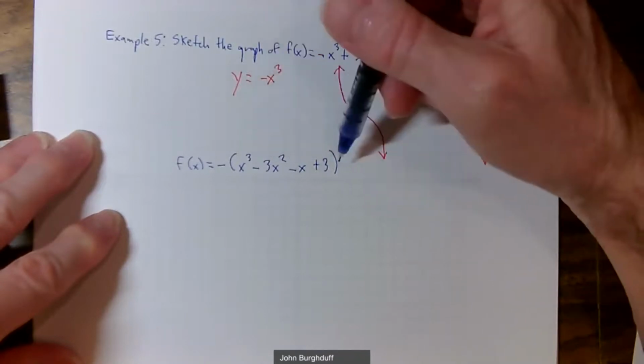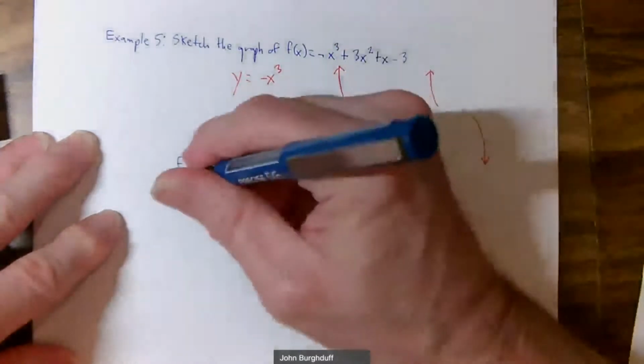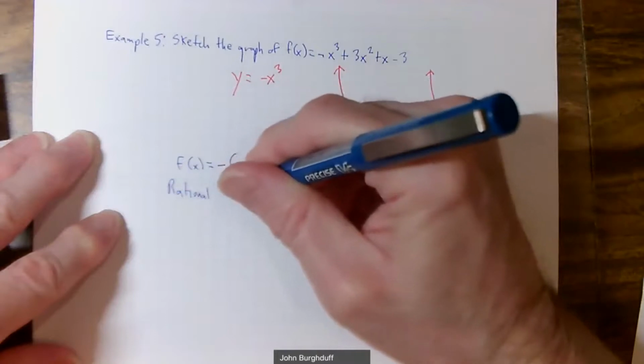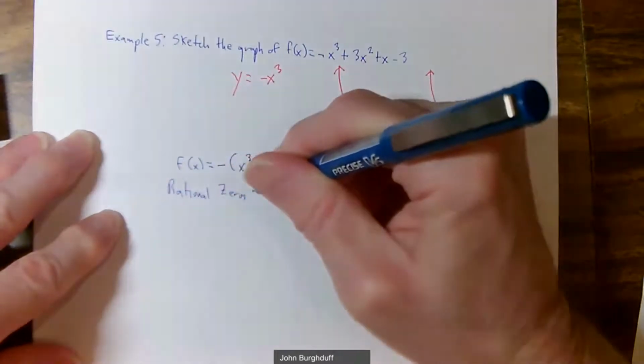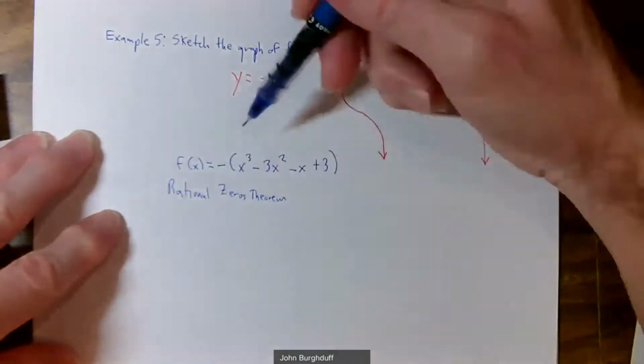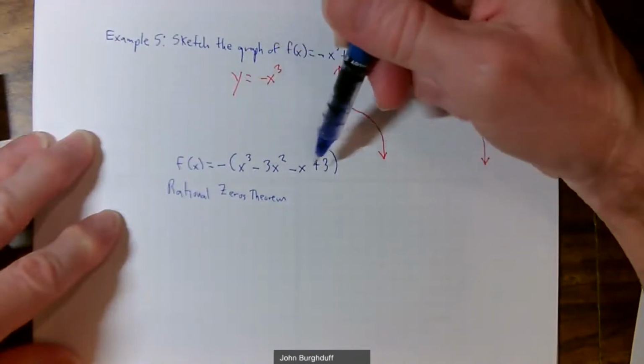It's a polynomial, which means that I could use an old friend I learned not too long ago, called the rational zeros theorem, to attempt to factor this. Now, while I'm doing this, just let this negative sign go along for the ride. It just sits there. I'm going to focus all my attention on just the polynomial.